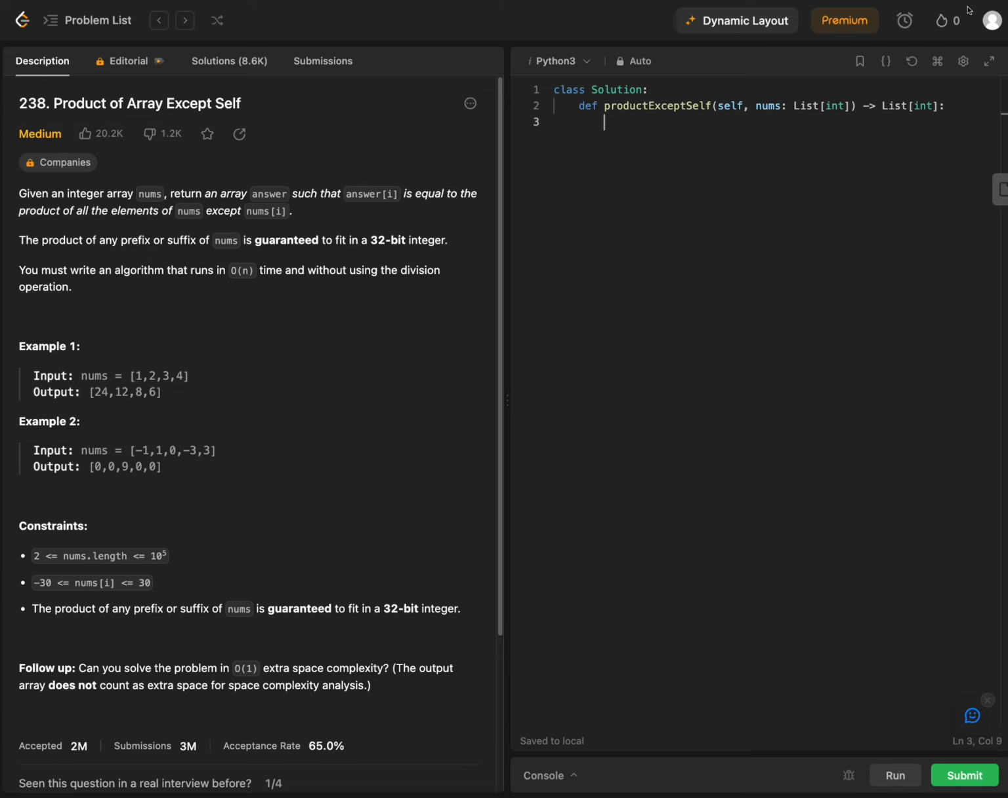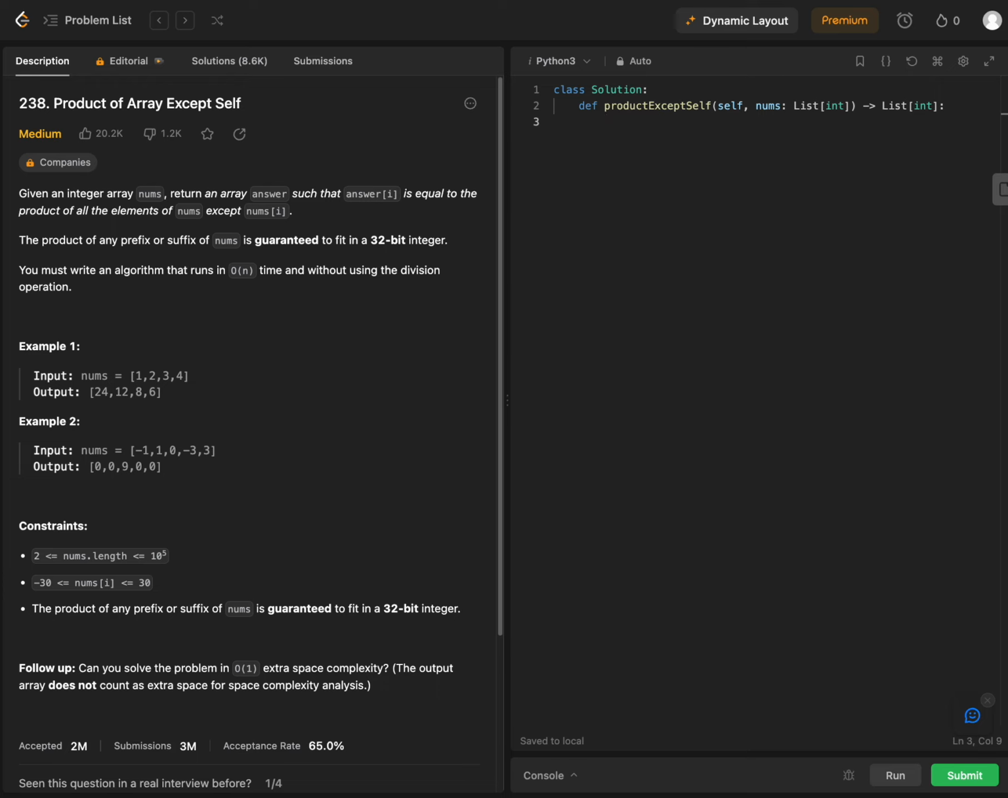Today we are going to immediately start on this question. So we're looking at the product of array except self. It's an array question and possibly also requires a hash map. Firstly, we are given an integer array nums and we're supposed to return the answer such that answer[i] is equal to the product of all elements of nums except nums[i].